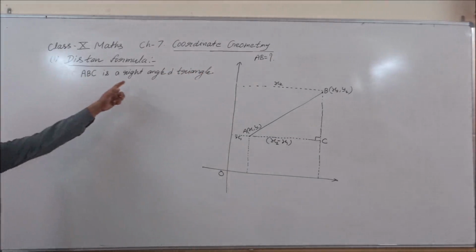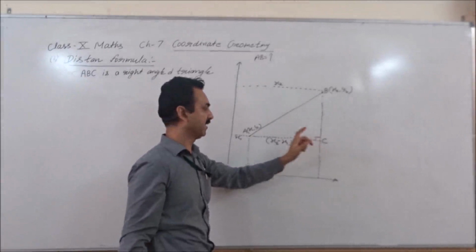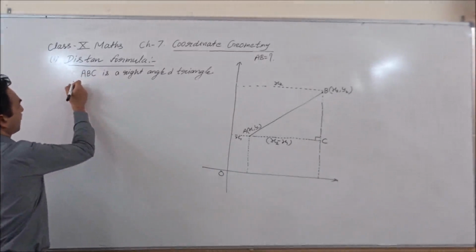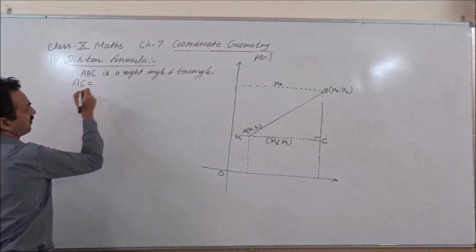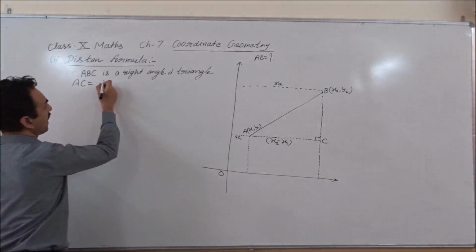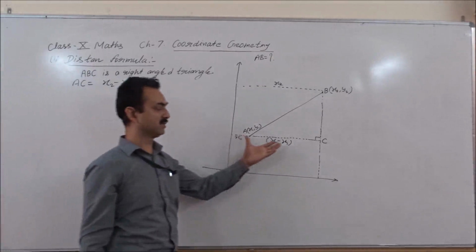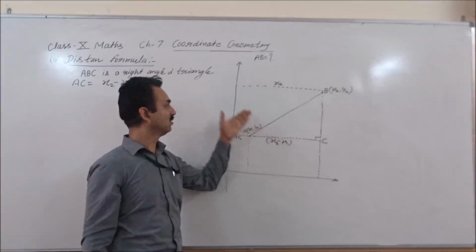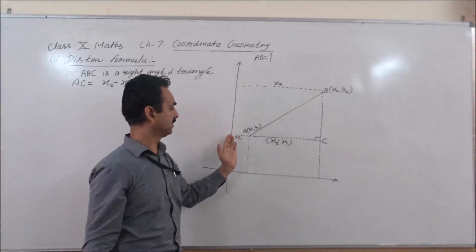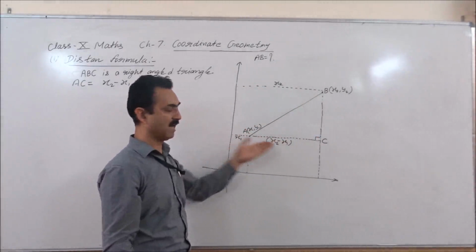ABC is a right angle triangle because this is perpendicular here, a vertical 90 degree angle. And in this triangle AC equals x2 minus x1. I think you understand how we get x2 minus x1. This is complete x2, this is x1. So the remaining part we can write as x2 minus x1.